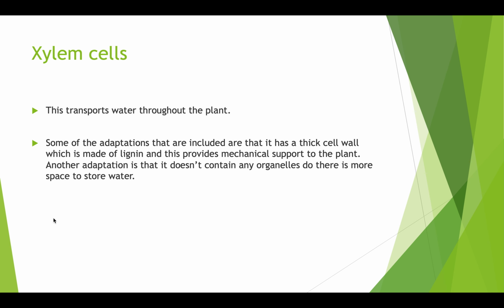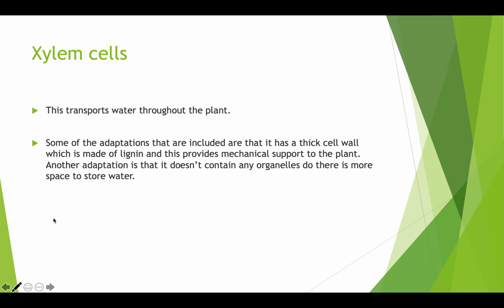Next are xylem cells, and I think this is the last cell type. These transport water throughout the plant. Phloem cells do the opposite. They transport nutrients and minerals throughout the plant. The xylem cell transports water through the plant through a process called transpiration, but we'll be having a look at this in another video.